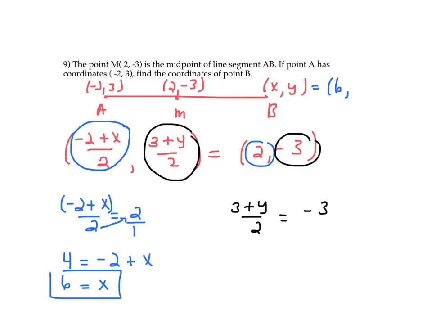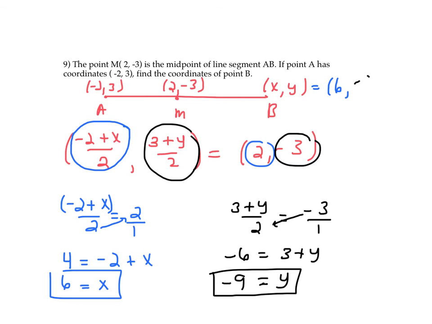Okay, solving for y, we'll do the same. Put negative 3 over 1 and cross multiply. We get negative 6, when we multiply here, equals 3 plus y. Therefore, y is equal to negative 9, because you have to subtract 3 from both sides.